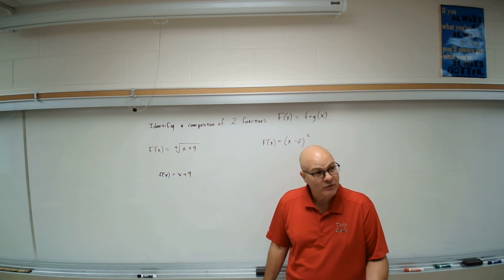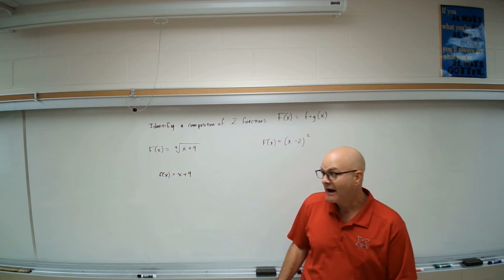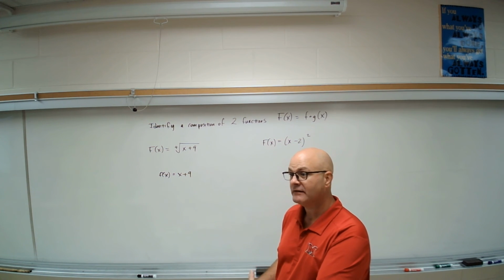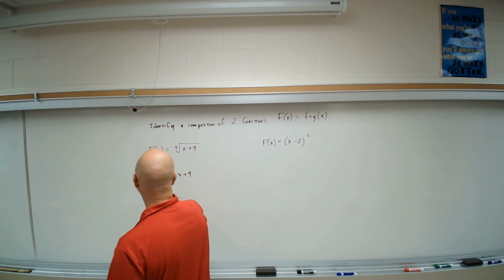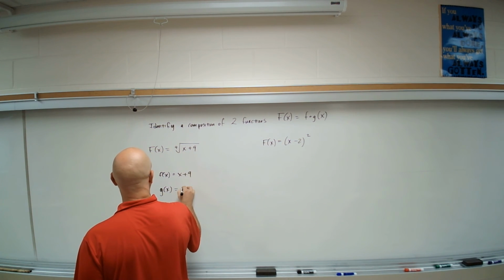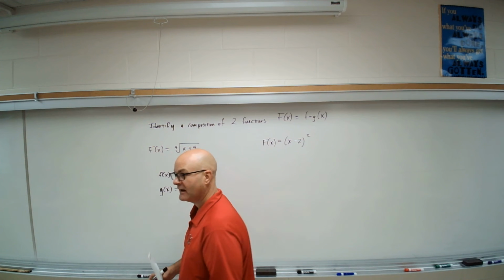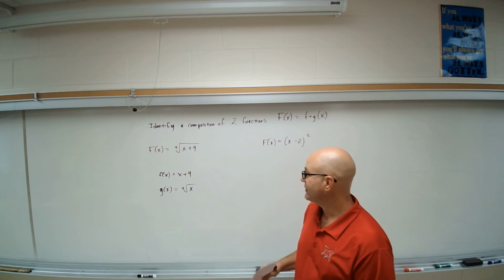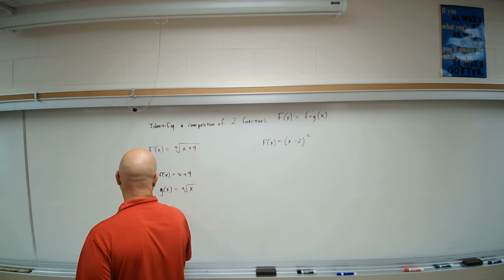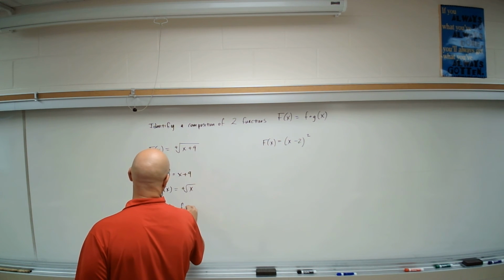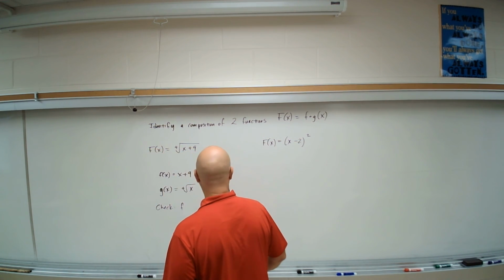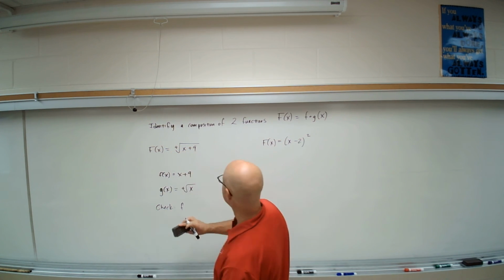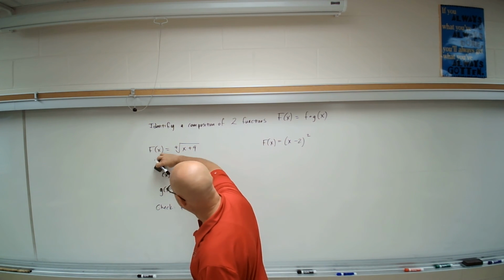I take the 4th root, correct? So, to write a function that says take the input and do the 4th root, it would be g of x equals the 4th root of x. That's it. So you could check it by doing g of f, or f of g of x. Did I do it backwards? I sure did do it backwards, didn't I?